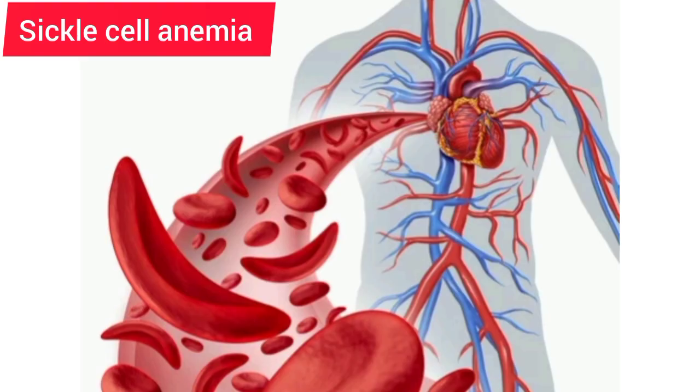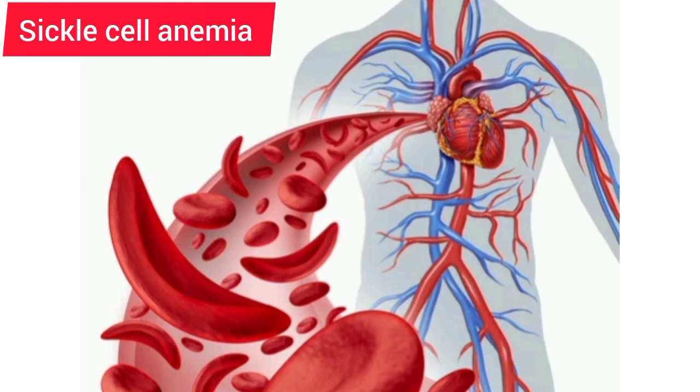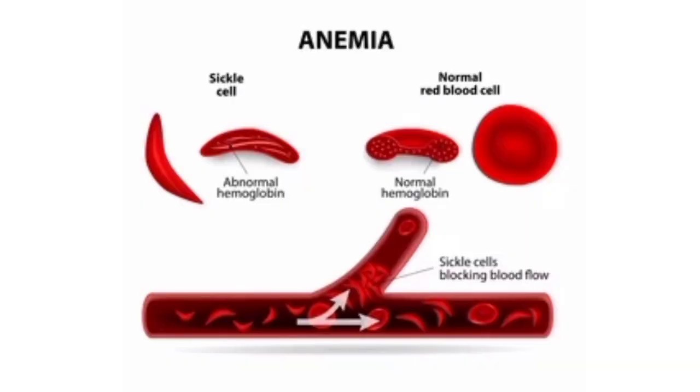Sickle cell anemia is a congenital anomaly that is found mostly in blacks. It is due to the abnormal hemoglobin called hemoglobin S. In this condition, the alpha chains are normal and the beta chains are abnormal. The molecules of hemoglobin S polymerize into long chains and precipitate inside the cells. Because of this, red blood cells attain sickle shape and become more fragile, leading to hemolysis.